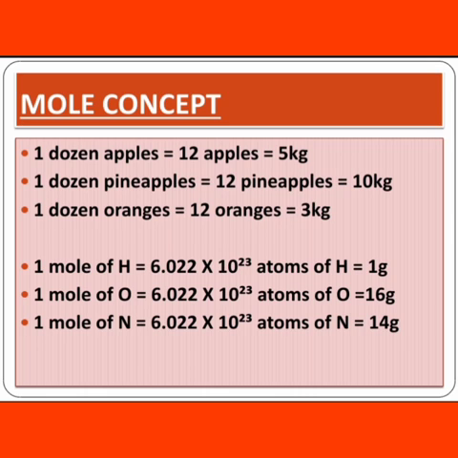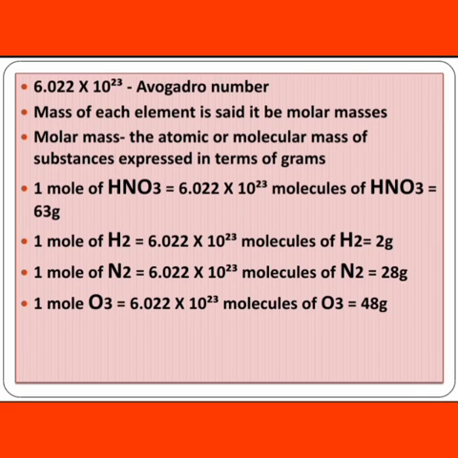So what does 1 mole of nitrogen mean? 1 mole of nitrogen consists of 6.022 into 10 to the power 23 atoms of nitrogen, and its mass is equal to 14 grams, isn't it? So this is how you should know about the mass. This is said to be the mole concept. When you solve a problem, you'll understand much better. Here 6.022 into 10 to the power 23 is nothing but the Avogadro number. This number was given by the scientist Avogadro, so we call it the Avogadro number.